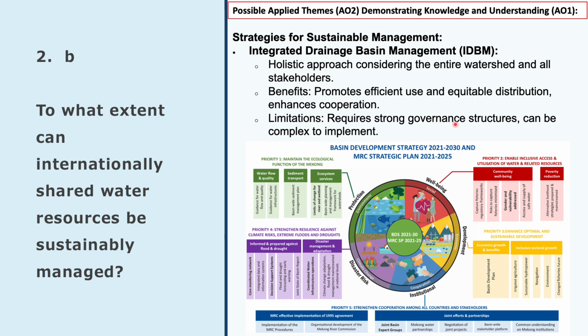So, for example, in this basin development strategy from the Mekong River Commission, we're considering the environmental conditions, social conditions, economic conditions, cooperation between countries, and also climate change. And you might want to pause the video and look at this diagram to see how many different components this plan actually has to it.